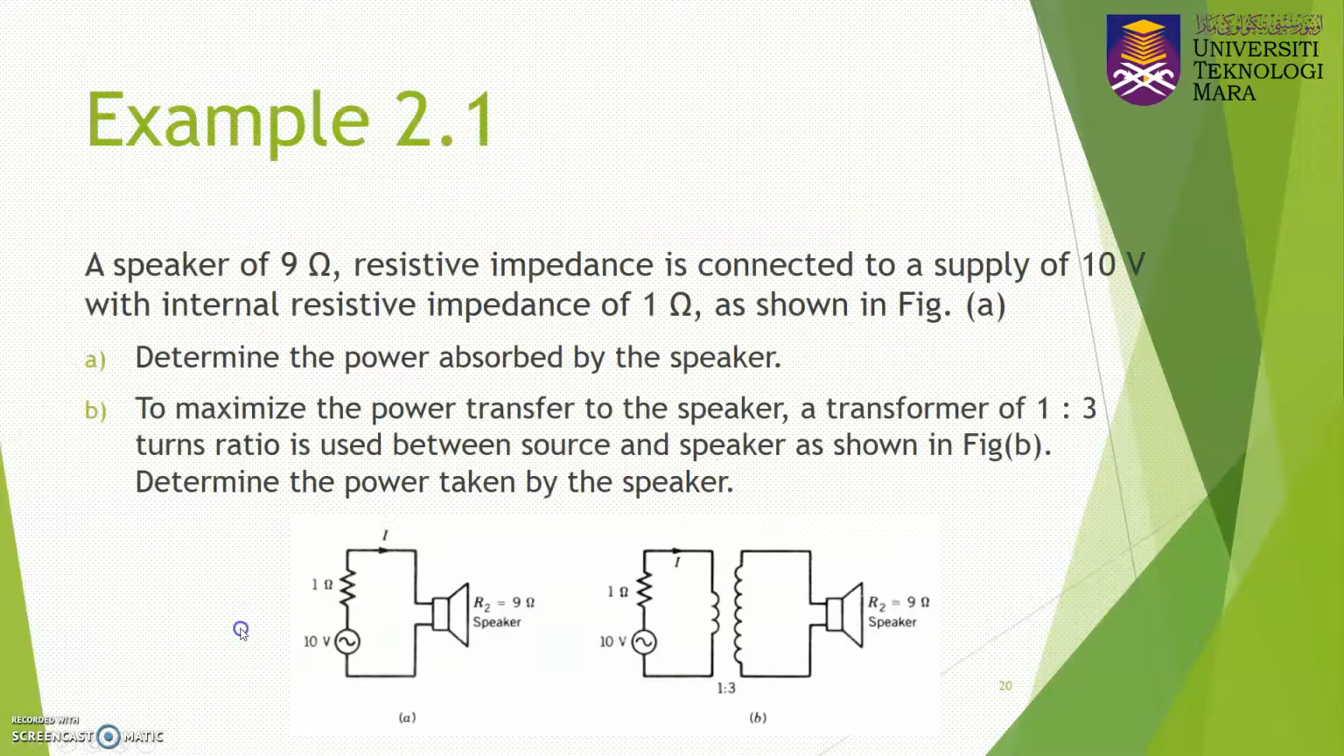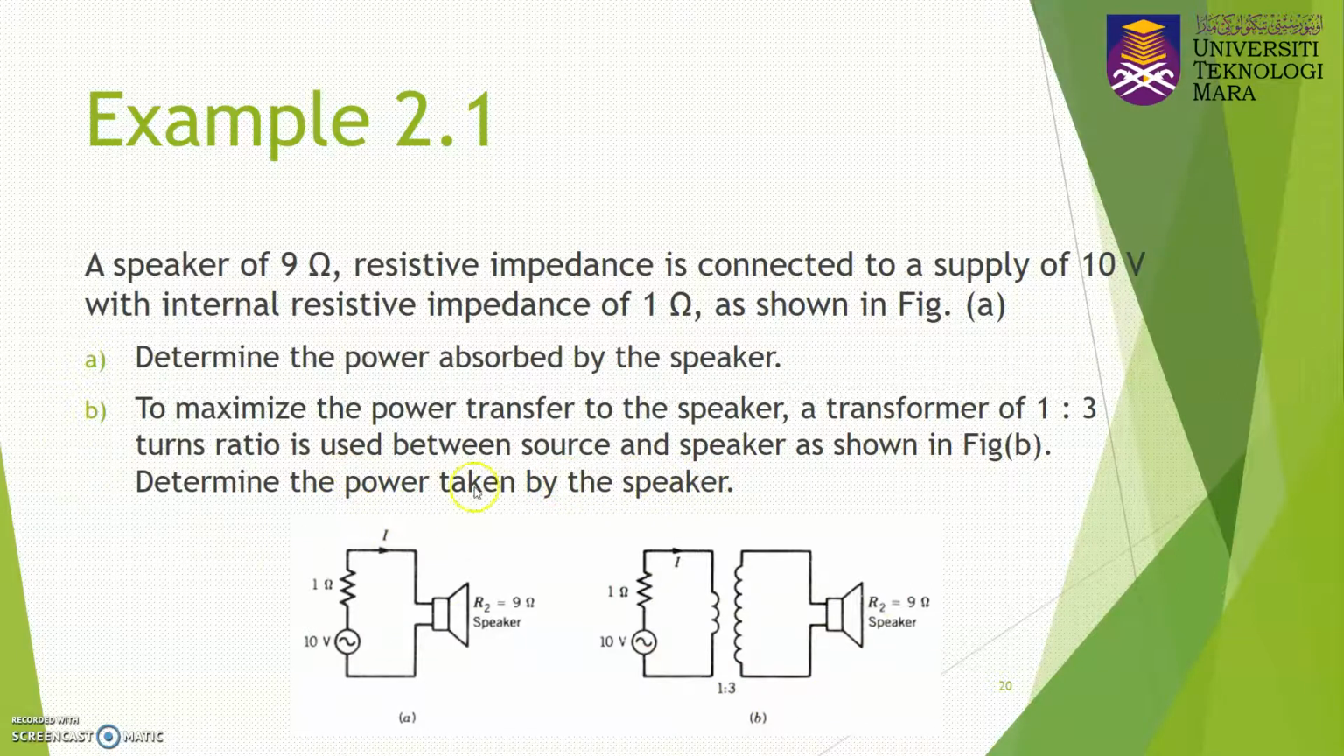Right, so let's have a look at the following example on how to solve the problem on impedance transfer. Consider you have a speaker of 9 ohm connected to a supply of 10 volt with an internal resistive impedance of 1 ohm. You need to determine the power absorbed by the speaker. Next, to maximize the power transfer to the speaker, you use a transformer with a ratio of 1 to 3. The winding ratio here, 1 to 3, is used between the source and the speaker as shown in figure B. Determine the power taken by the speaker.